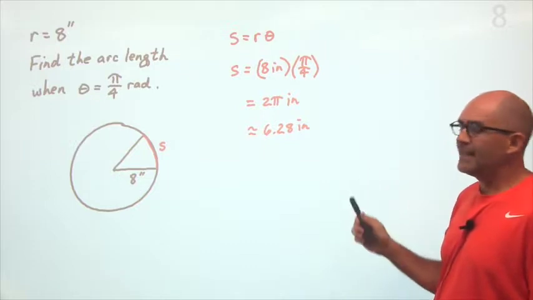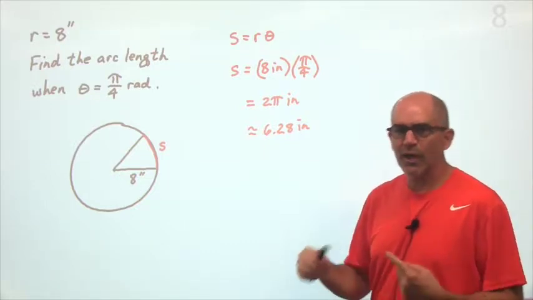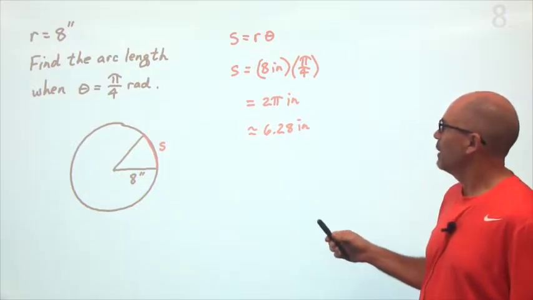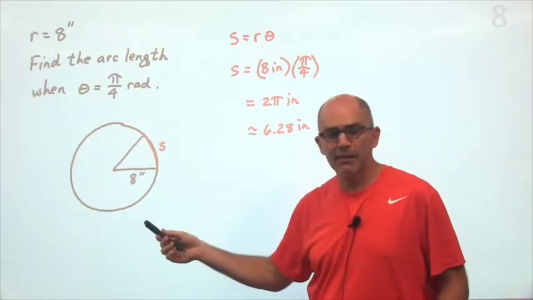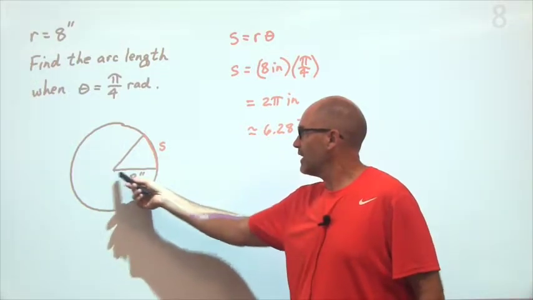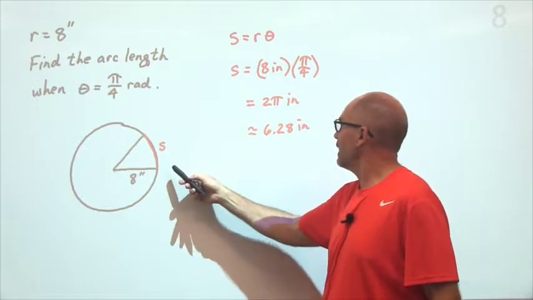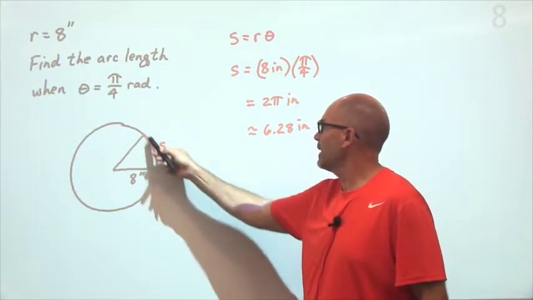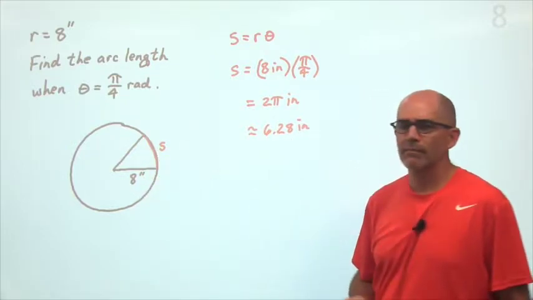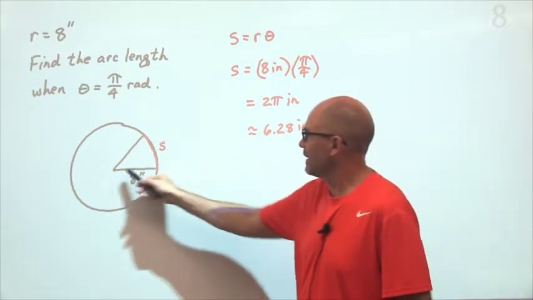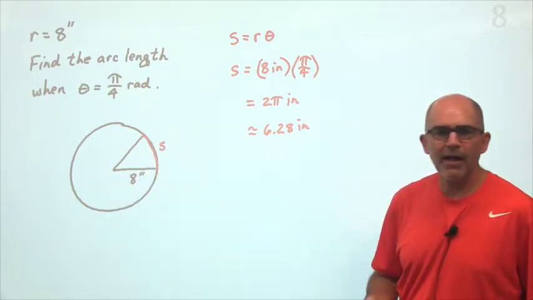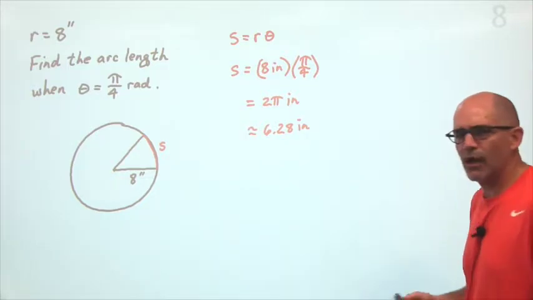Now, anytime you're finding lengths or areas, you should stop and make sure it makes sense. So if this is 8 inches here, does it make sense that this arc length would be 6.28 inches? Yeah, because it's a little less than the 8, so that's fine. Okay, cruising onward.